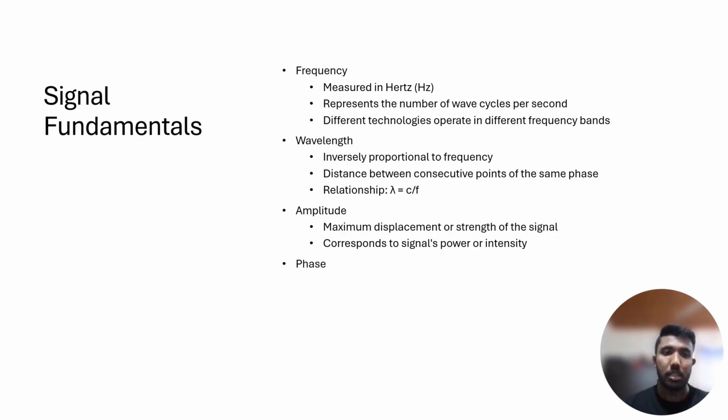This relationship means that high frequency signals have short wavelengths, while low frequency signals have long wavelengths. This fundamentally affects how signals interact with the environment. Lower frequencies can penetrate buildings better, while higher frequencies can carry more data. Amplitude refers to the maximum displacement or strength of the signal, corresponding to its power or intensity. Higher amplitude signals can travel farther but require more energy to generate.